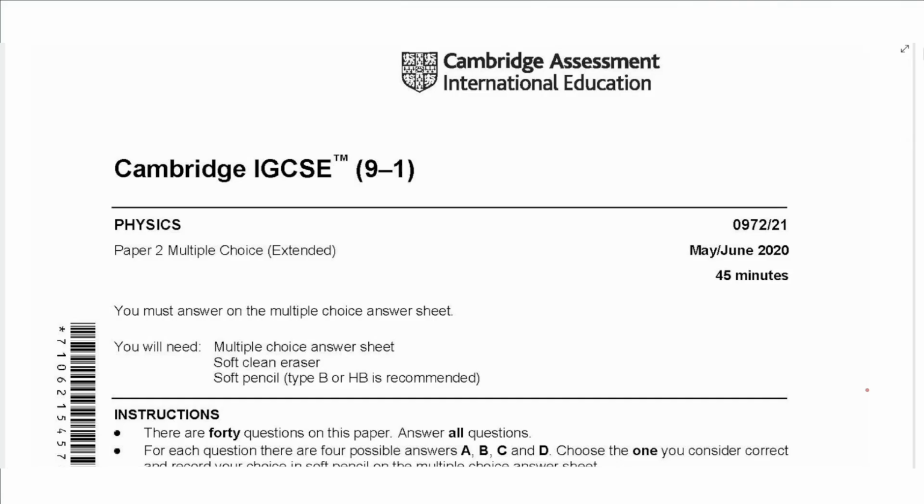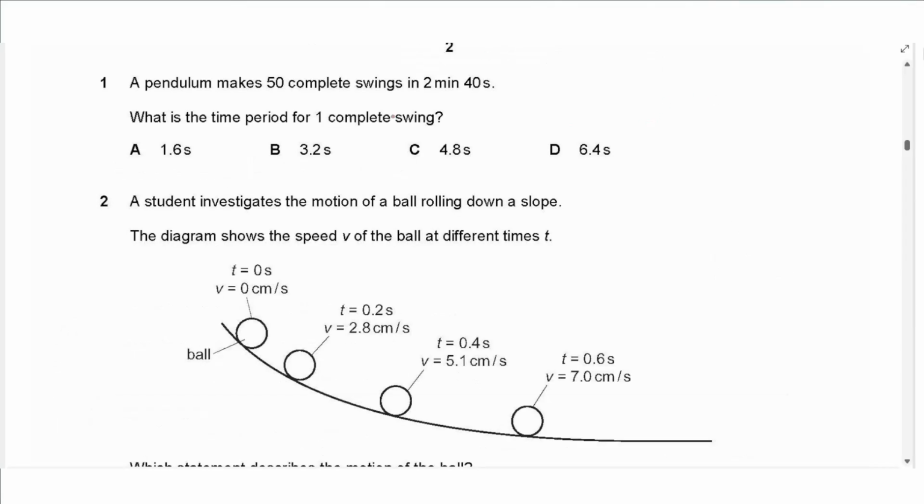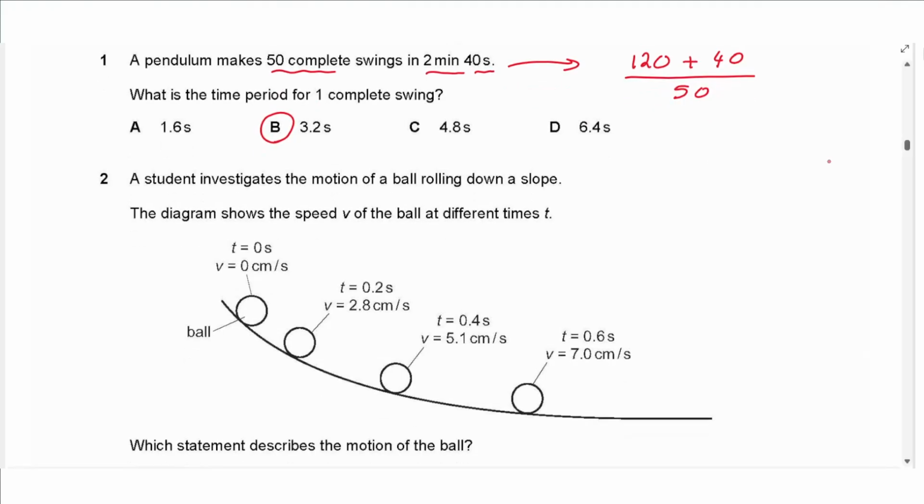So let's get started. Question 1 says a pendulum makes 50 complete swings in 20 minutes and 40 seconds. What is the time period of one complete swing? So the total time is 2 minutes, which makes 120 seconds, plus 40 seconds. And we divide the total time by 50 complete oscillations. That gives us a 3.2 second periodic time. So the answer is B.